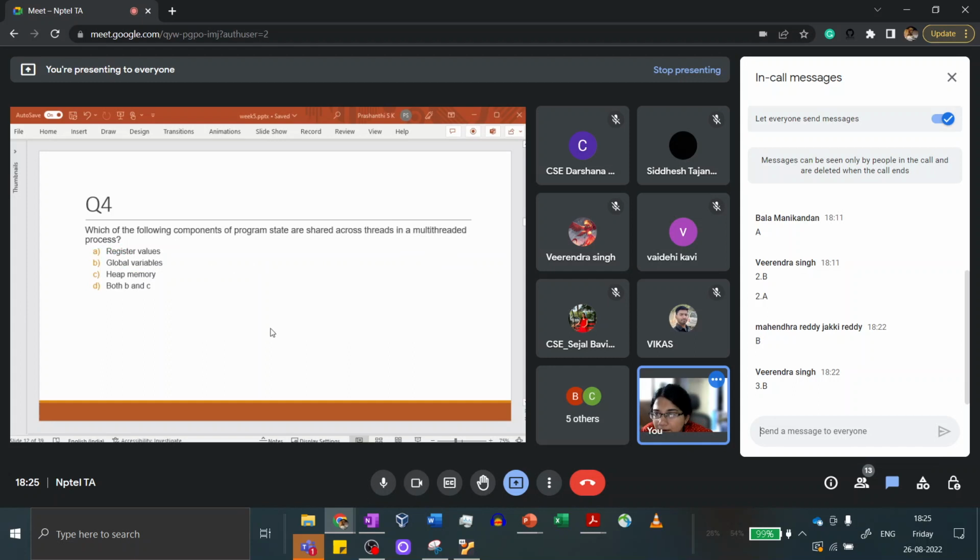Okay. This is again on multi-threading. Which of the following components of the program state are shared across threads in a multi-threaded process? A. Register values, B. Global variables, C. Heap memory, and D. Both B and C. So which of them is shared?